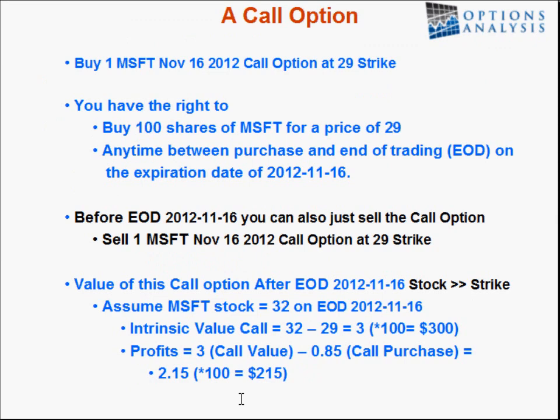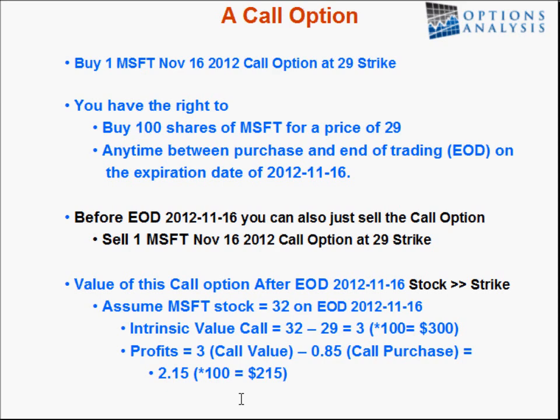So we're looking at our Microsoft November call option at a strike of 29. We have the right to buy Microsoft at 29 anytime between October 12th, when we bought this call option, to its expiration in November. Now, there are many things that can happen to this call option on our way to expiration, and one of them is at any time we can sell this call option.